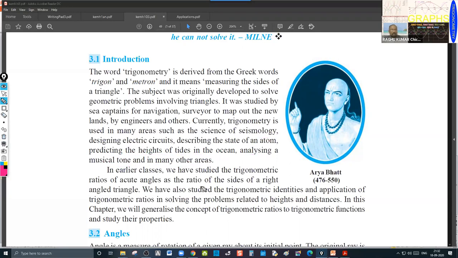Let us see that now. First of all, let us understand the definition of angle.